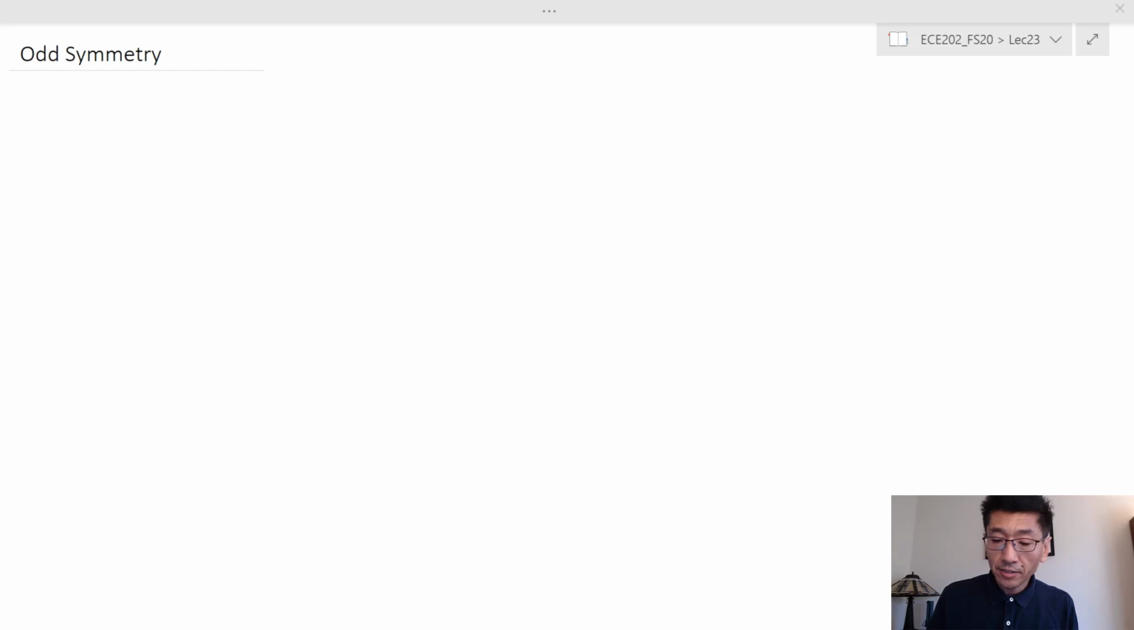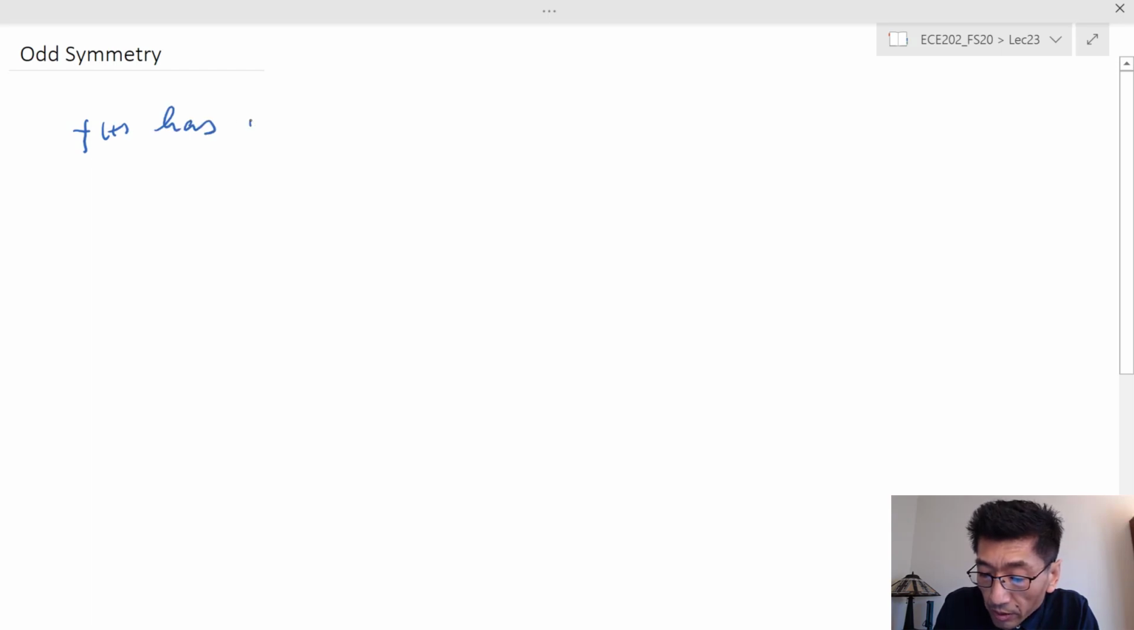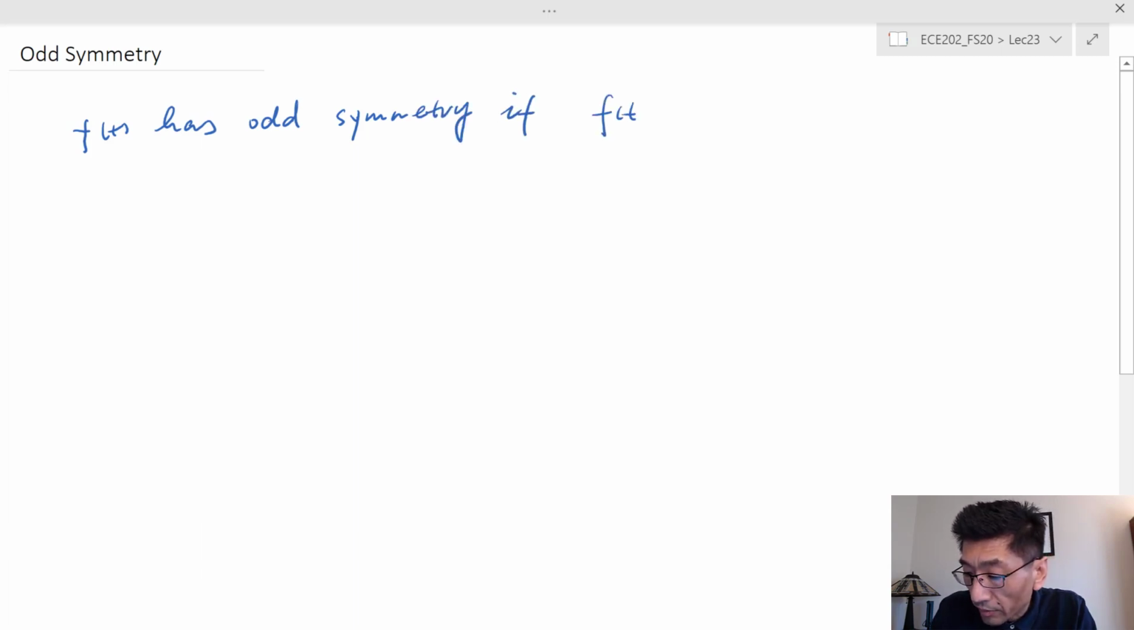Let's look at the odd symmetry. We see that f(t) has odd symmetry if f(t) is equal to negative f(-t). So this is basically saying f(t) is an odd function.